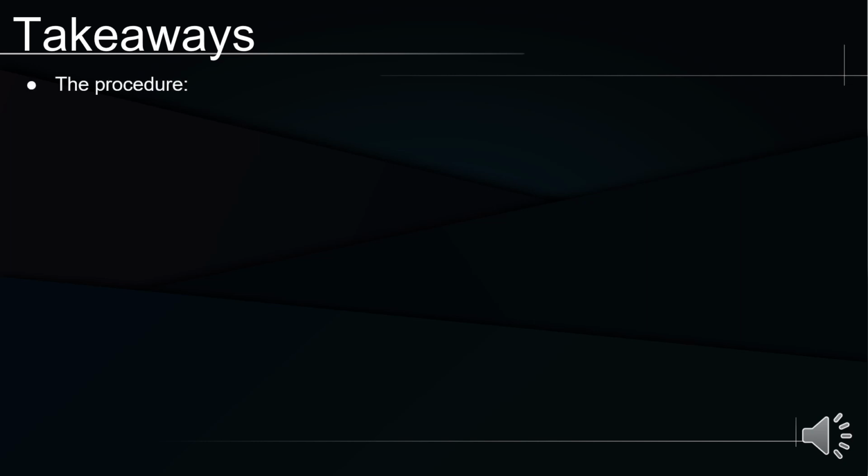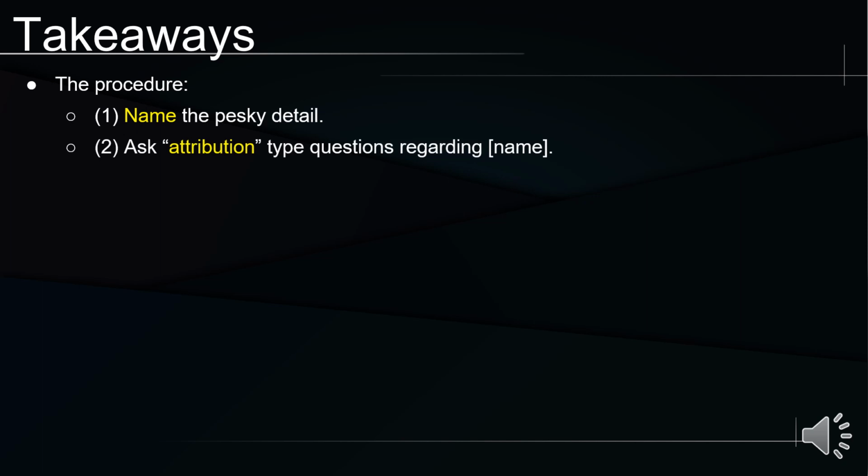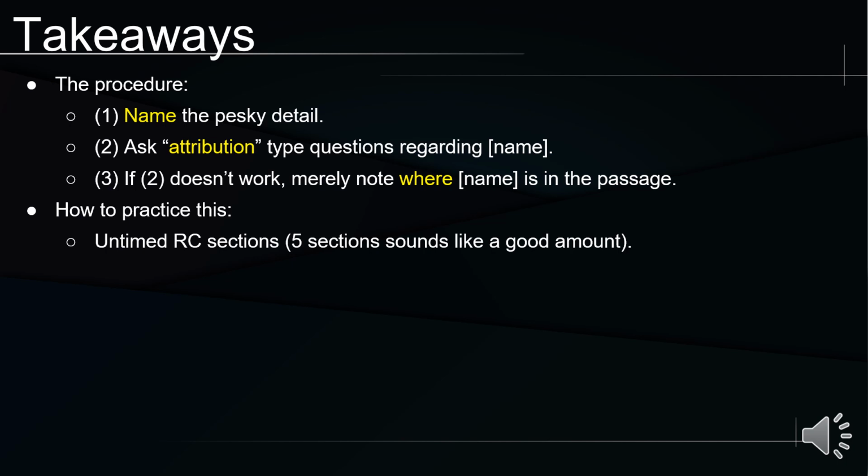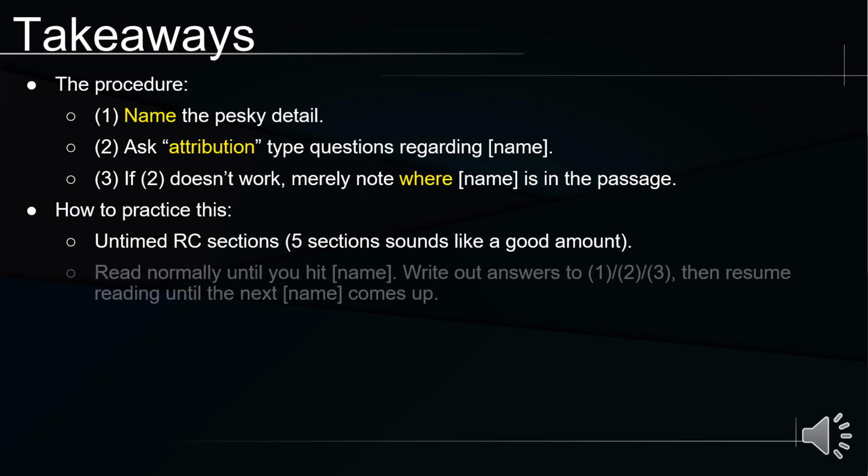But here again is the procedure. Step one is to name the pesky detail. Step two is to ask attribution type questions regarding that detail. And step three is, if number two didn't work, just merely note where that detail is in the passage. And so how to actually practice this? Again, I suggest using completely untimed RC sections from anywhere. Could be recently done, could be super old, doesn't really matter. And 5 sections sounds like a good amount to do total.